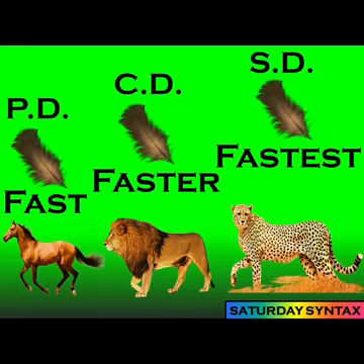But lion runs faster than the horse because lion runs at the speed of 80 km per hour. But if we talk about cheetah, cheetah is the fastest animal on the earth, which runs at the speed of 120 km per hour. So of course horse runs fast, lion runs faster than the horse, and cheetah runs fastest from all the animals. So fast, faster, fastest.